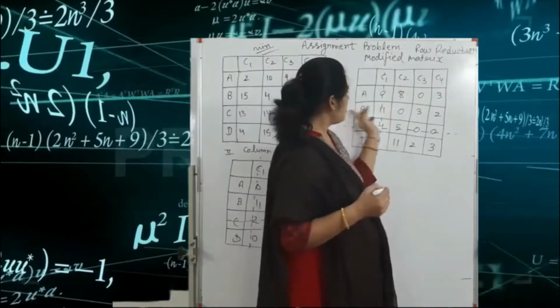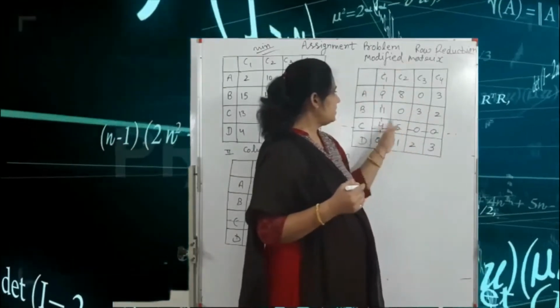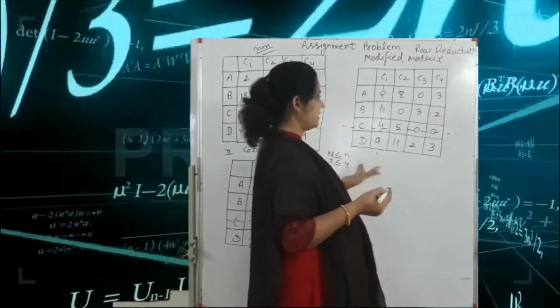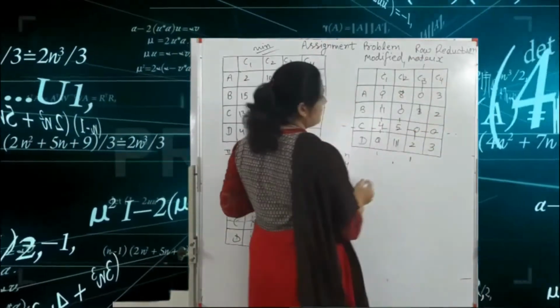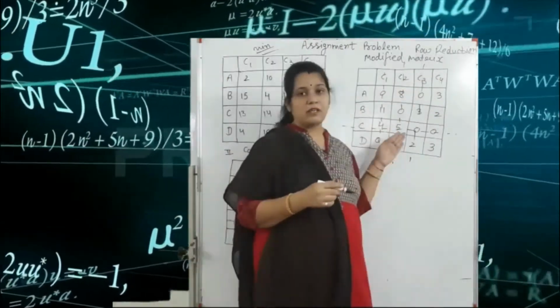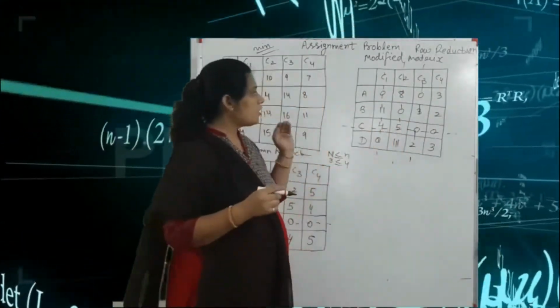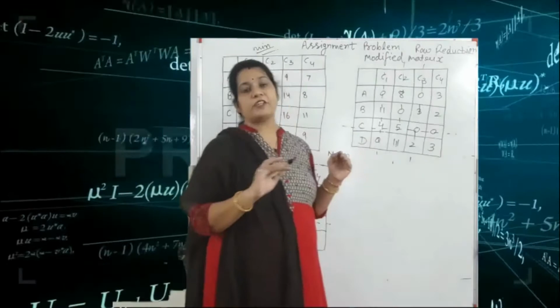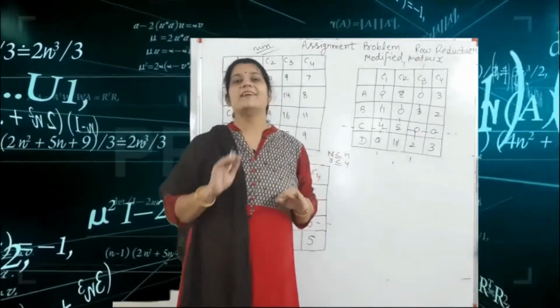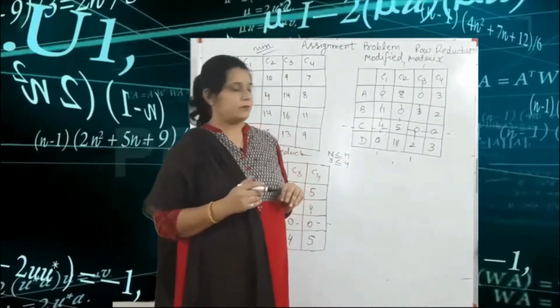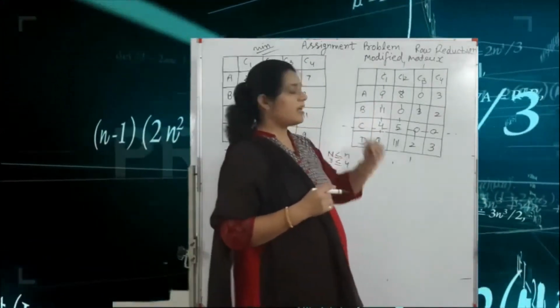So we draw a horizontal or vertical line, for example, we draw the vertical lines. Okay, we don't need a diagonal line. You always draw horizontal or vertical lines. A diagonal line is not valid in the assignment problem. So here 4 lines are drawn.